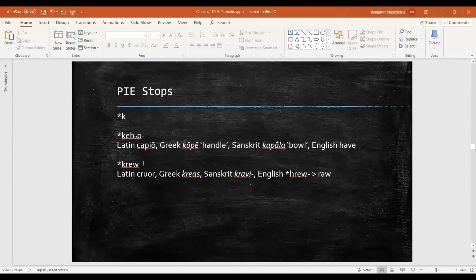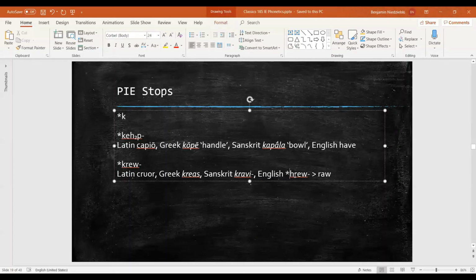We can look at another example of this. Latin cruor, which means blood or gore, corresponds to Greek kreos, meat or flesh, and Sanskrit kravis, which all correspond to English raw. This is an older form, and this is what we get if we apply Grimm's law. The k becomes an h.